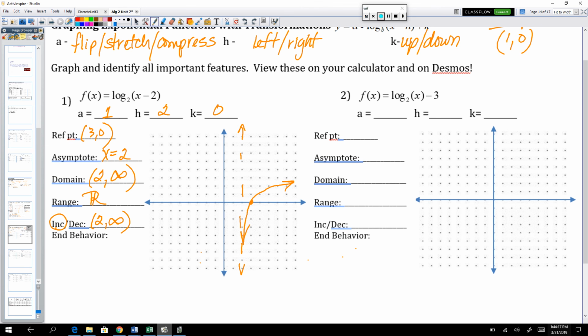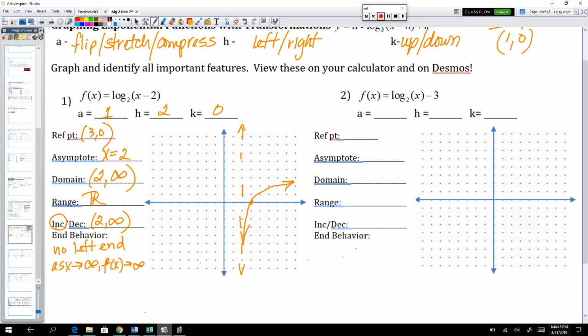There is no left-end behavior. This graph does not go forever to the left. So we don't write as x goes to negative infinity because x doesn't go to negative infinity. On the right, as x does go to positive infinity, f of x goes to positive infinity as well. It will climb slowly but surely up to infinity.